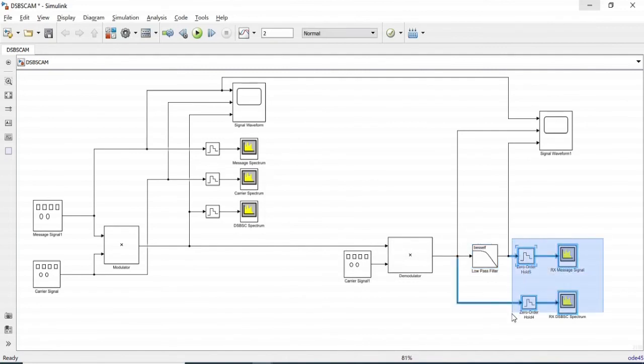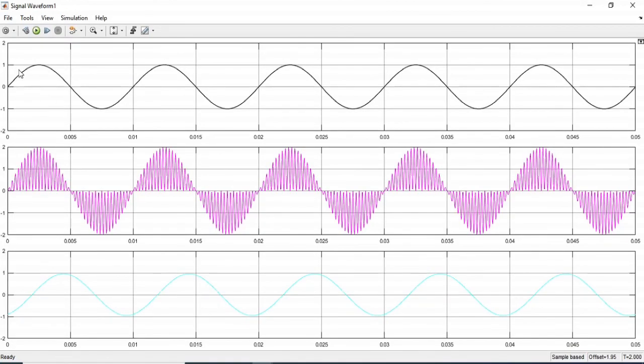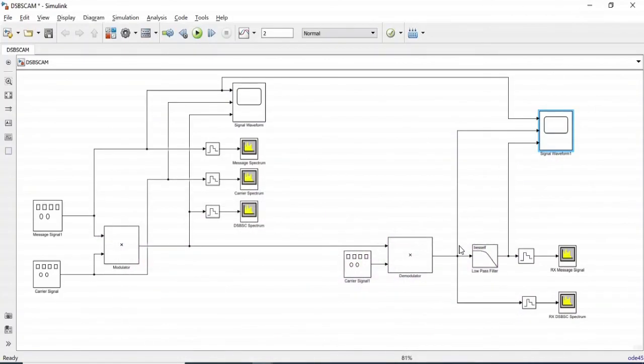Then we have some spectral analysis of the received signal and the scope of the input signal coming from here. The second feed is the output of the demodulator, and the third feed is the output of the low pass filter. So let us visualize this plot. So over here again, this was our message signal. This is the plot of the output of the double sideband suppressed carrier demodulator, that is over here.